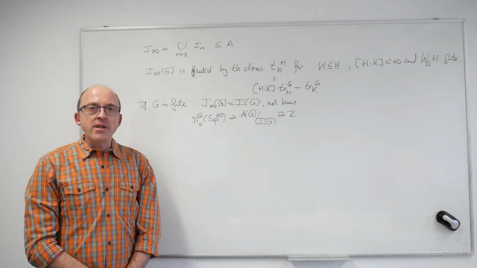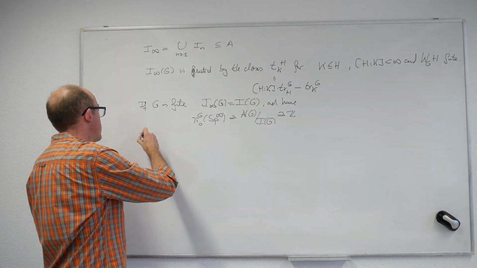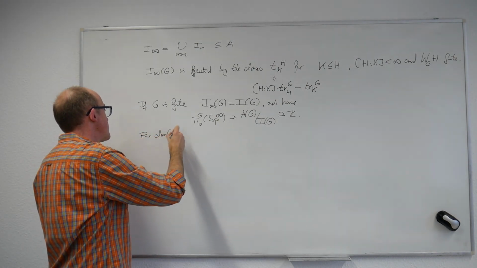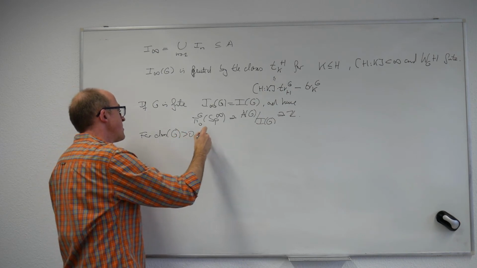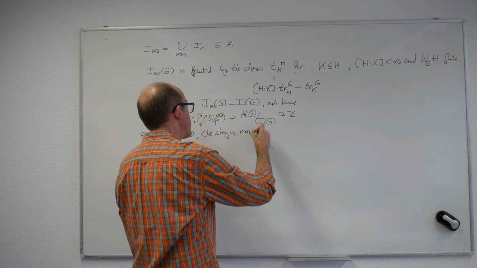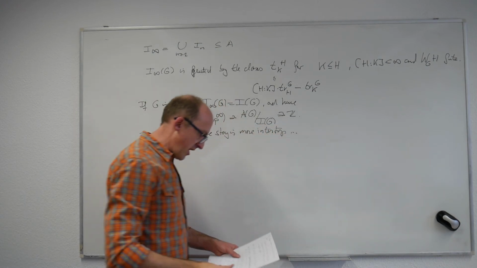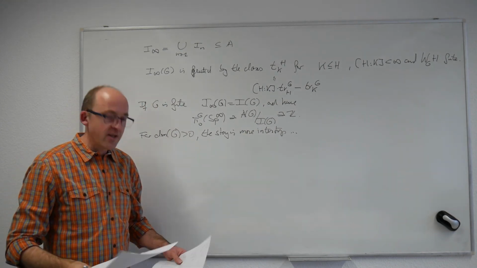The story gets more interesting if we plug in compact Lie groups of positive dimensions. For dimension G bigger than 0, the story is more interesting. And in this situation, we will typically get something that is larger than Z.